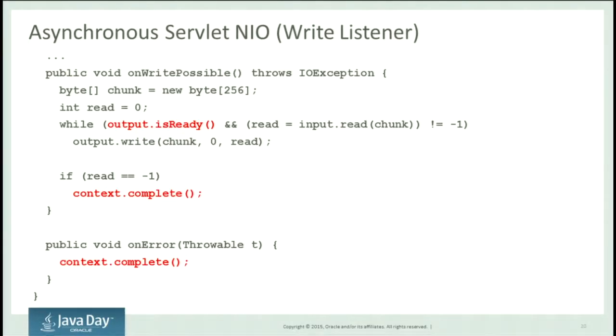What happens here is each time I do a write of 256 bytes, I have to check to make sure that I can write further. Can I write more data? If I cannot, then I need to terminate this callback and then wait for the next callback, when the IO stream tells me, hey, now you are ready to have more output.